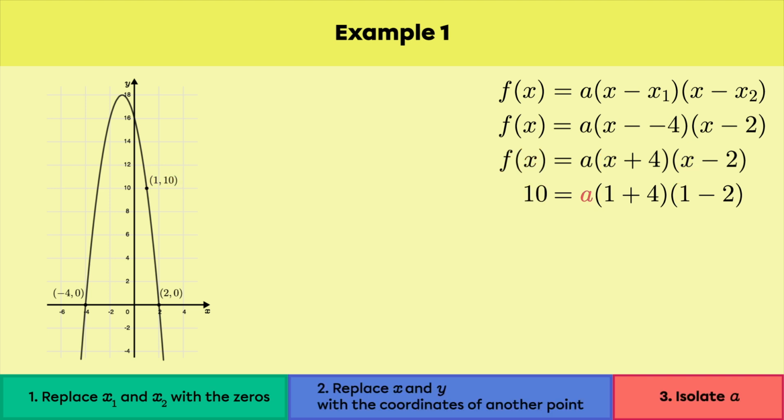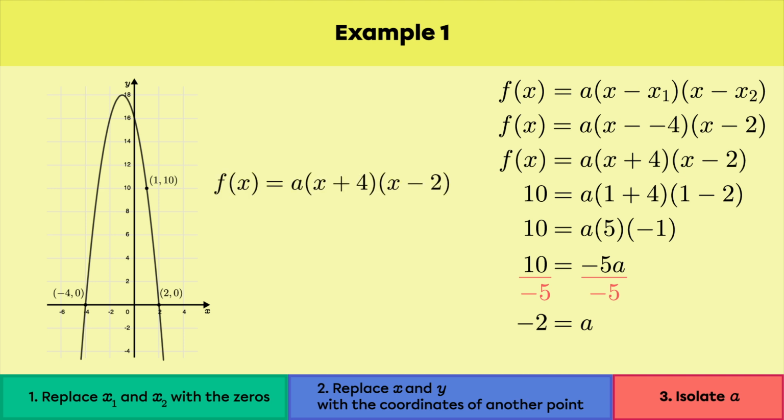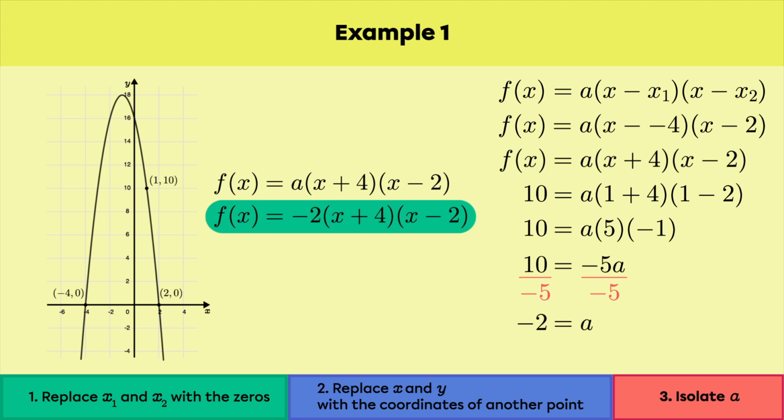Now we need to solve the equation to find the a value. In the first brackets, 1 plus 4 is 5, and in the second, 1 minus 2 equals -1. Multiplying gives us -5a. To isolate a, divide by -5 on both sides of the equation. We get a equals -2. The only thing left to do is to replace a with -2. The rule of the quadratic function is f of x equals -2 times (x plus 4) times (x minus 2).